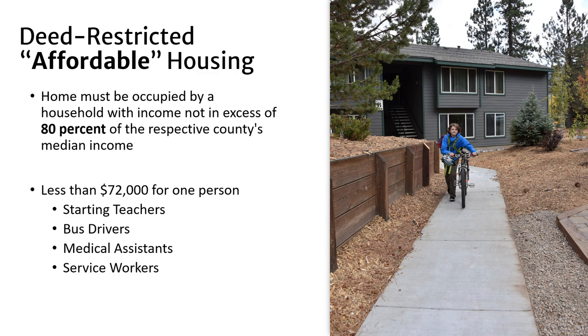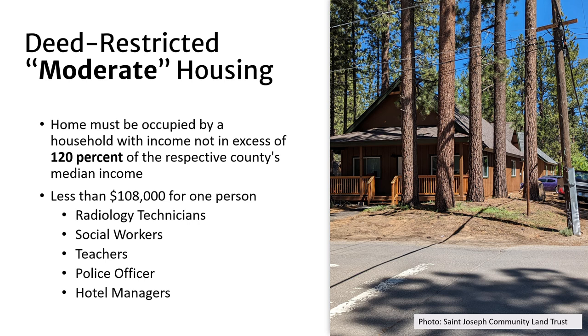Deed-restricted affordable housing can only be used by a household making less than 80% of the area median income. It's important to note that TRPA's definition has changed over time, and earlier definitions varied. An example of someone who qualifies for affordable housing today would make less than $72,000 a year if they are a single-person household. This could include starting teachers, bus drivers, medical assistants, and service workers.